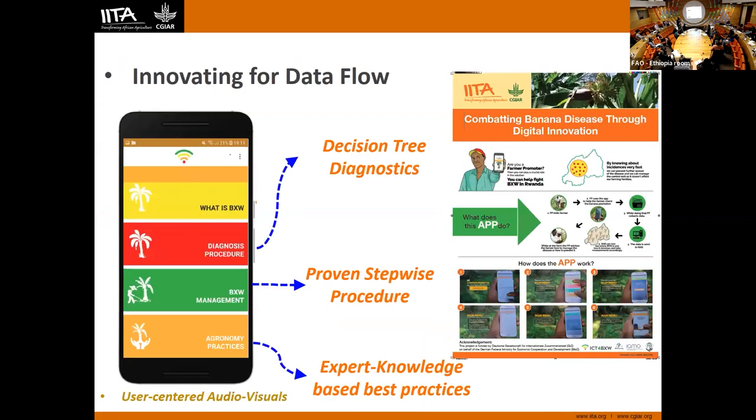So we moved speedily. Remember, I'm not giving you all of the details. So we moved speedily to develop a digital tool, a smartphone-based application, which eventually we considered as an innovation package. The package consists of four major modules. The first one is really defining the problem, helping farmers to understand what the problem is. The second is really to empower farmers as skilled to conduct an on-farm diagnosis of this disease.